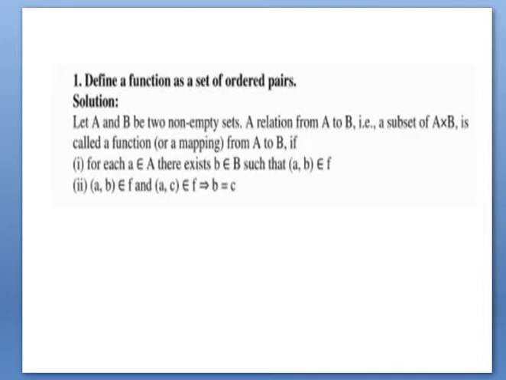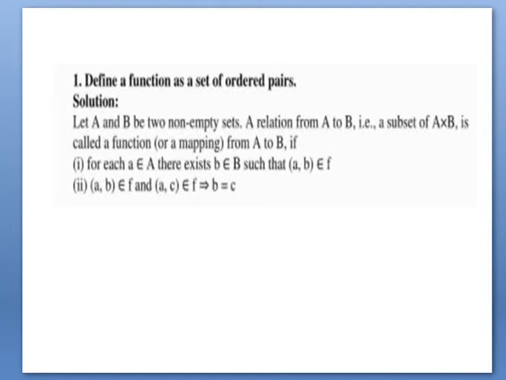So before starting this solution, let us see why I have written let A and B be two non-empty sets. Why must they be non-empty? Because if the sets are empty, then we will not get any ordered pair. So to get an ordered pair, we must have two non-empty sets. So you remember, for an ordered pair you must have two non-empty sets.